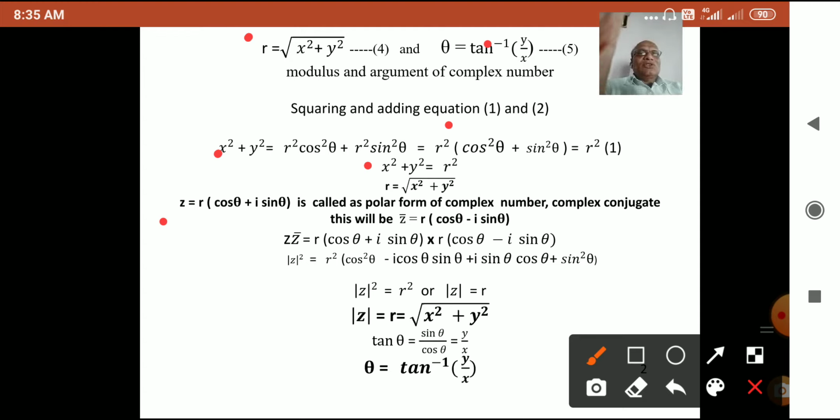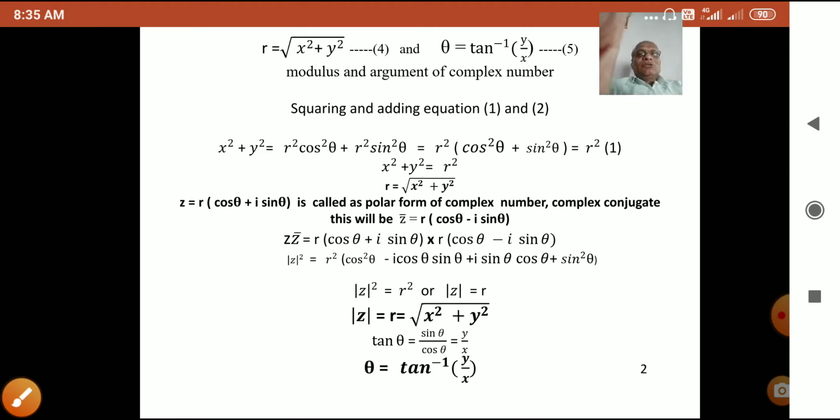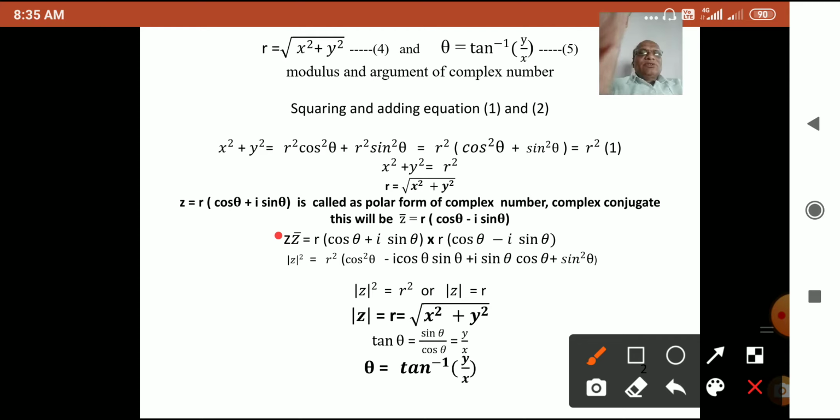So its complex conjugate will be z̄ = r(cos θ − i sin θ). So in the original complex number there is an i, so we have replaced it by −i. Now taking the product of z and z̄, we write z z̄, which is equal to r(cos θ + i sin θ). This is the value of z.